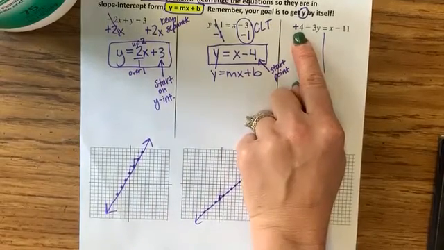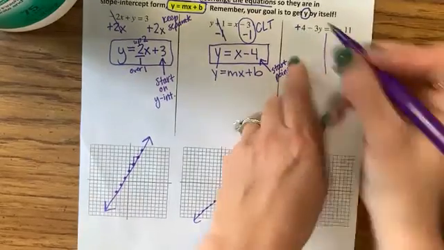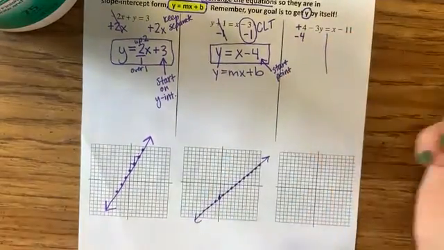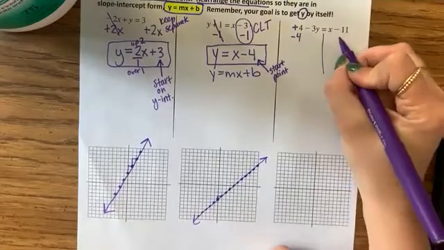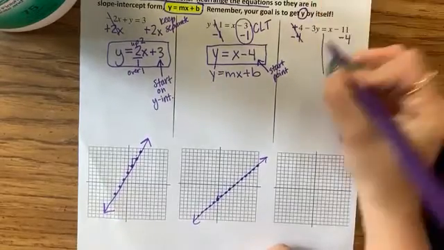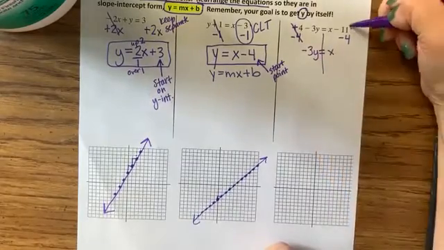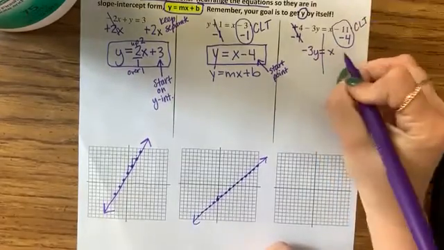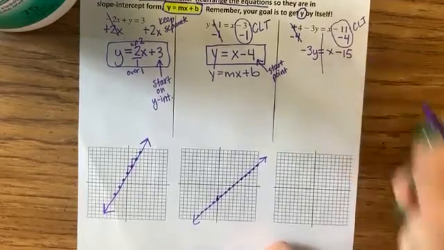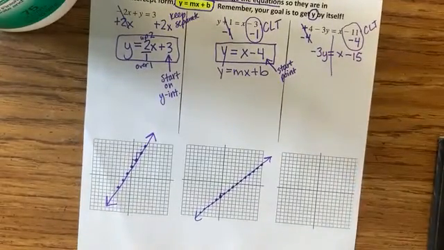So I need to subtract the 4. What on the other side can I subtract 4 from? The -11. Okay. So I'm left with -3y is equal to x. This is combined like terms here. And that's going to give me a -15. All right. Divide by 3. Yeah. Go ahead and divide by the -3.